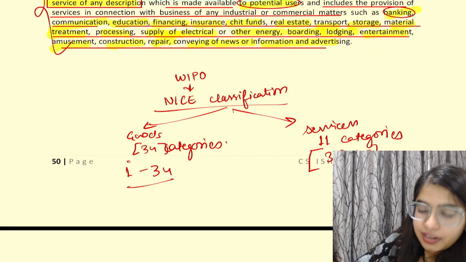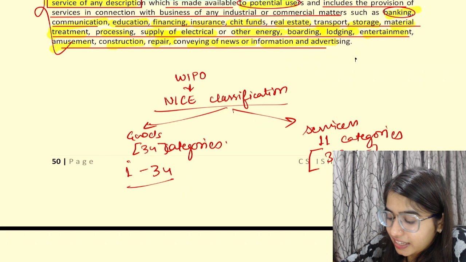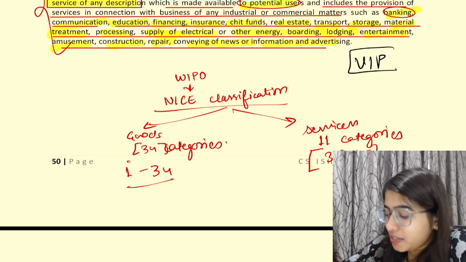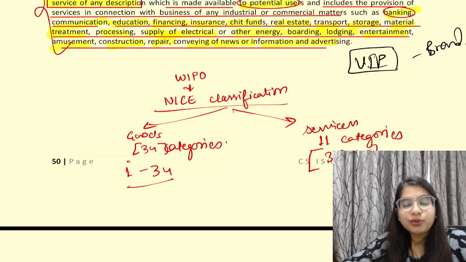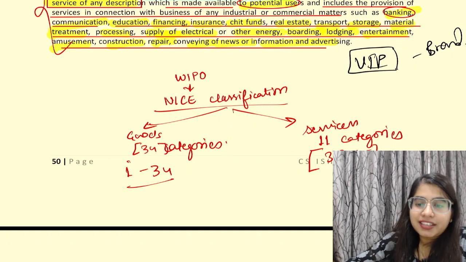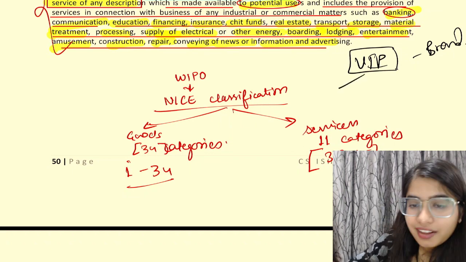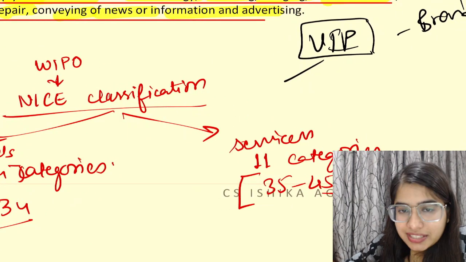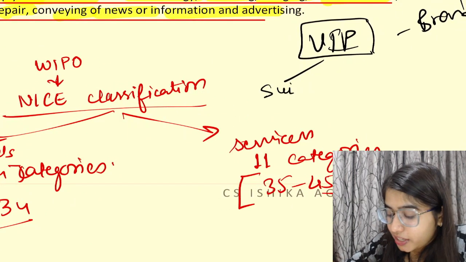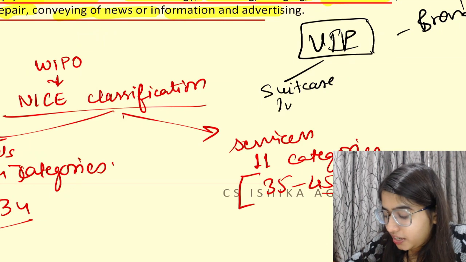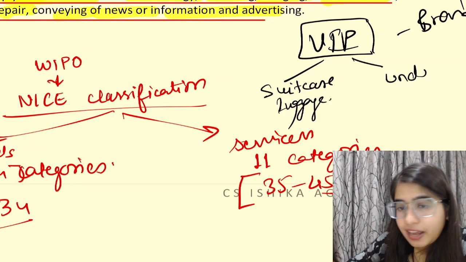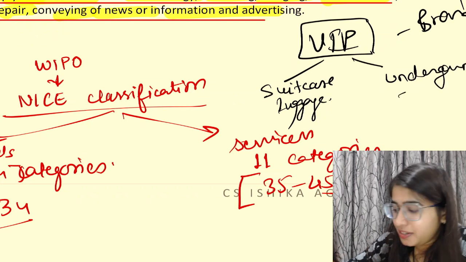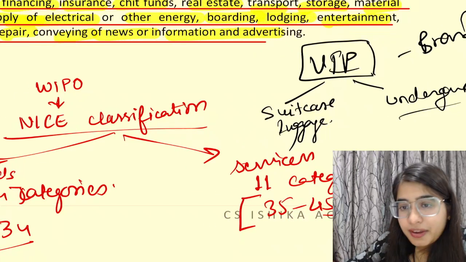One best example I will give you of this particular thing is VIP. VIP is a brand. Very good example. You know what VIP makes? Number one, they make suitcases, luggage. VIP suitcase comes, right? Next, they make undergarments also. VIP undergarments. Yes.